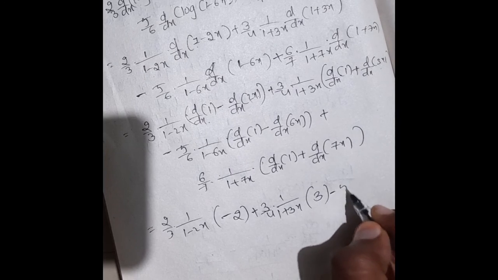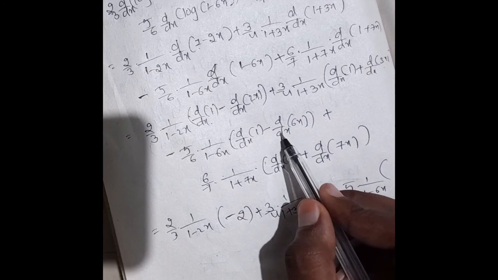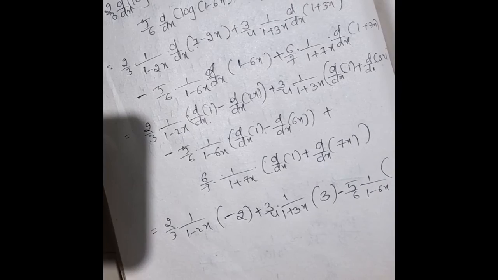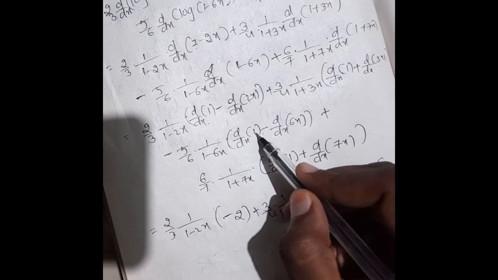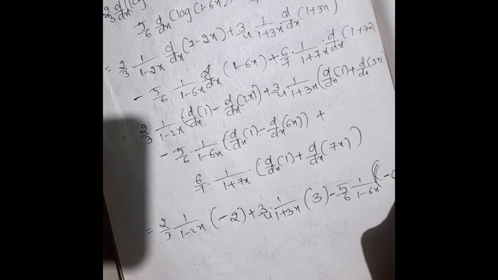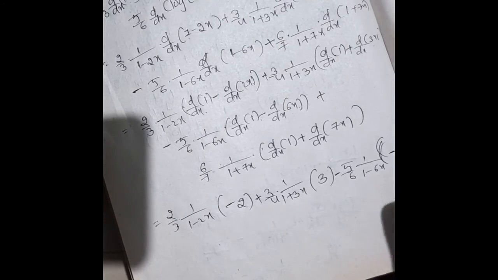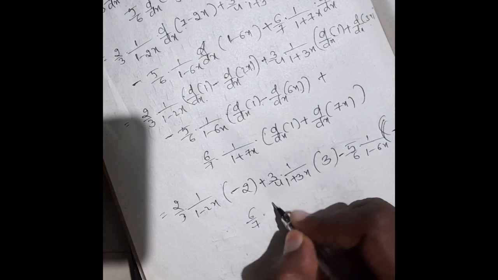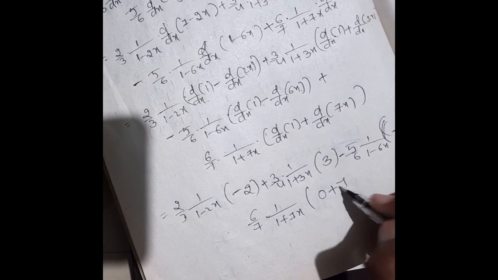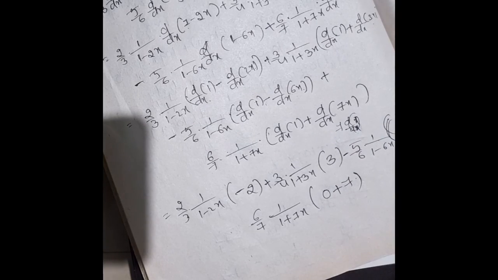Plus minus 5 by 6 into 1 by (1 minus 6x). d by dx of 1 is 0. And what is d by dx of 6x? It is 6. Here we have minus. Now 1 by (1 minus 6x), d by dx of 1 is 0, minus d by dx of 6x, it is minus 6. Okay, because 6 comes out, here we have minus, and d by dx of x is 1, so it's not required to write that. 6 by 7, 1 by (1 plus 7x). d by dx of 1 is 0, plus 7 comes out, d by dx of x is 1. That's it.